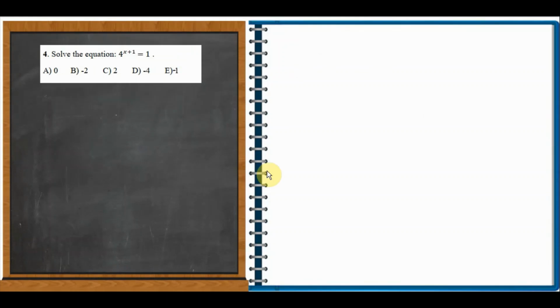Question number 4. In question number 4, we see an equation where the variable is on the power of 4. To solve this equation, we need to know the fact that any number, let's say 4 to the power of 0 is equal to 1. So let's generalize a to the power of 0 is equal to 1. So let's copy the question. That was a hint. 4 to the power of x plus 1 is equal to 1.